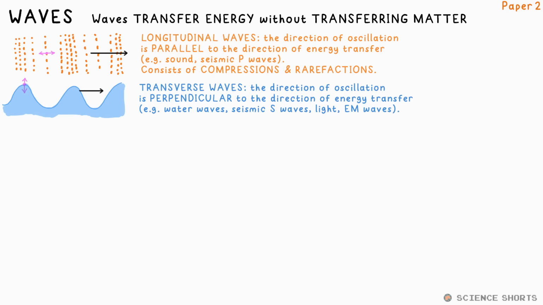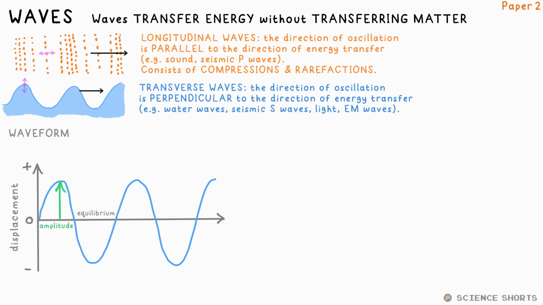We can represent any wave, including longitudinal waves, with a waveform. Displacement is on the y-axis. Basically, that just means how far the particles have oscillated away from their original position, and it can be either distance or time on the x-axis. The peak of a wave is called the amplitude. It's the maximum displacement from equilibrium.